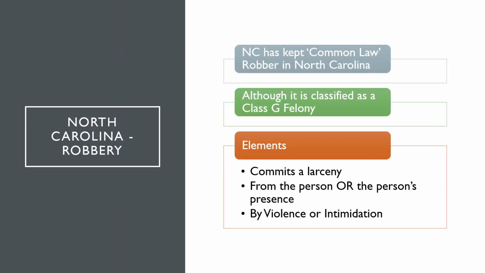Now, we retain the idea of the common law robbery in North Carolina. And we classify this as a relatively minor felony. It's Class G. And if you remember, in North Carolina, we classify our felonies starting with Class A, which is worst of the worst. That's murder, basically, first-degree murder. Then we go B1, B2, C, D, E, F, G, H, I.